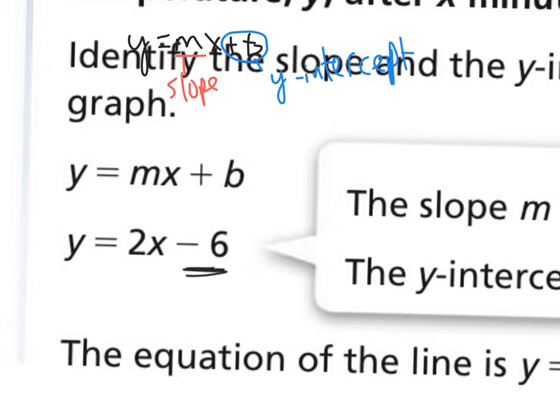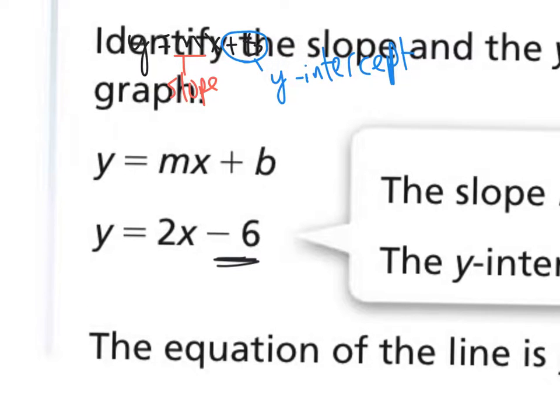Again, we're just substituting into this equation. So the slope is 2, so we just put a 2 in place of the m. The y-intercept is -6. You could either put it this way like the book has, y equals 2x minus 6, or if you put y equals 2x plus -6, that would work also. Those are both equivalent equations there, so either one would be fine.